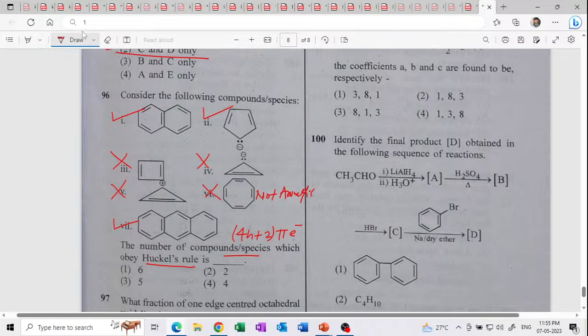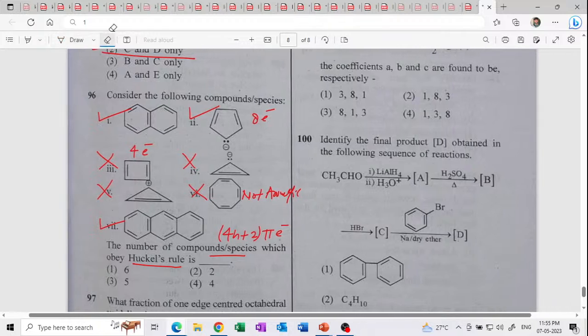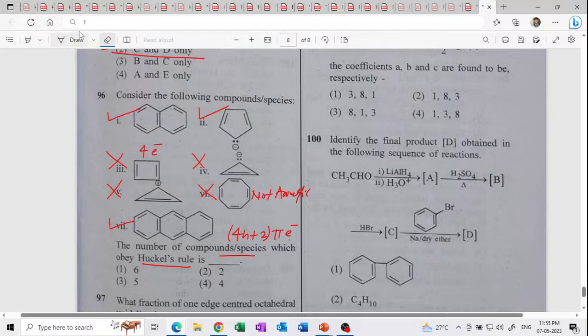It contains how many? 4 electrons. Get it? It contains again 8 electrons. So this is 4n plus 2 pi electrons. And there is also a lone pair, the negative charge is a lone pair. So this is aromatic. And this again does not obey. How much? 1, 2, 1, 2. And then this is the 3. And this is again 4. Get it even? But this is non-aromatic. This is not aromatic actually. This is not aromatic.